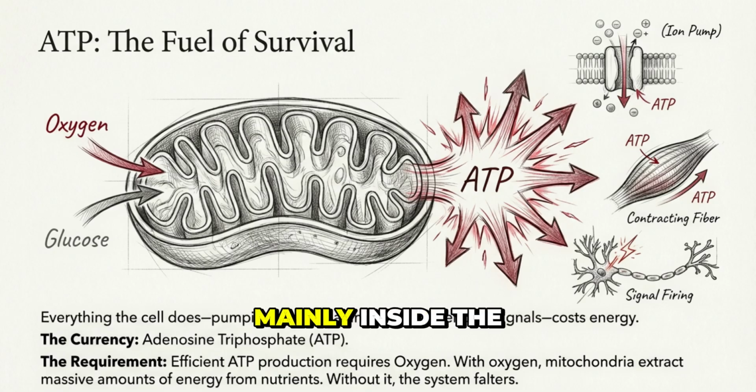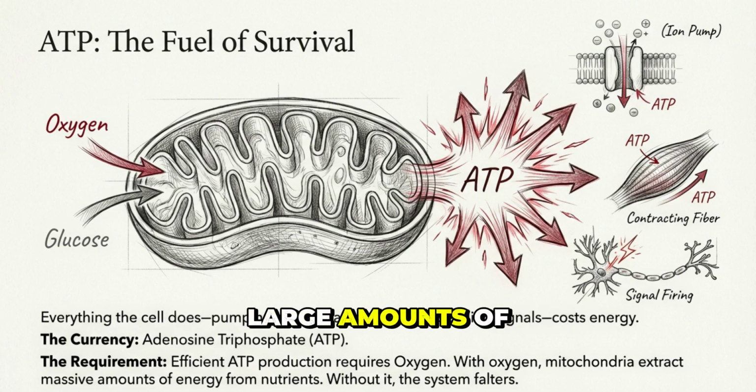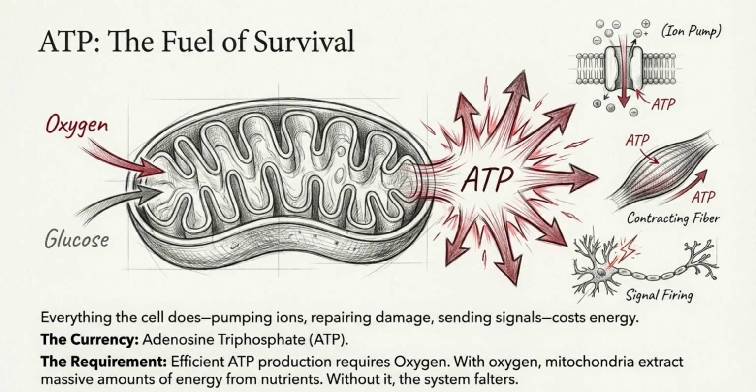ATP is produced mainly inside the mitochondria. To make ATP efficiently, cells need oxygen. Oxygen allows mitochondria to extract large amounts of energy from nutrients like glucose. When oxygen is available, cells can meet their energy needs with relatively little effort.